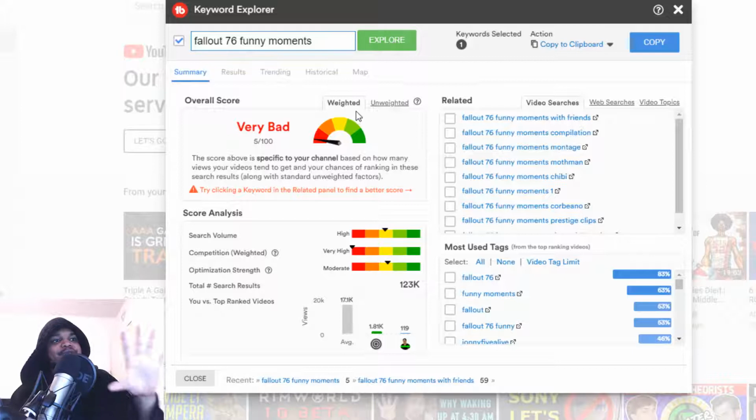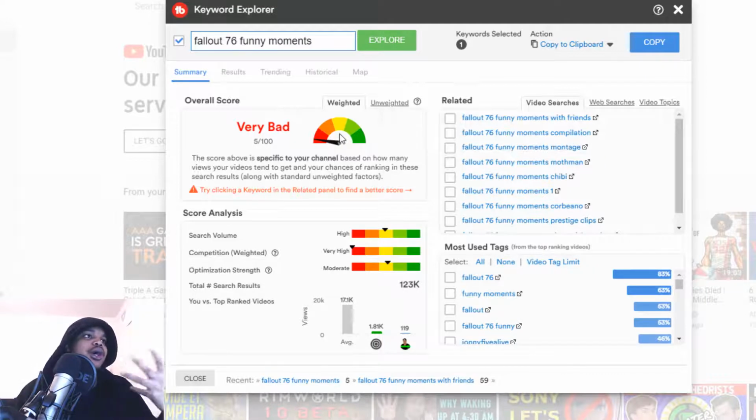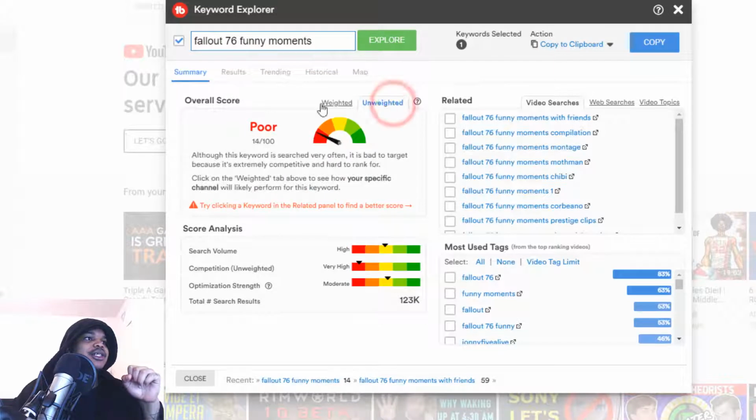So let's get into basically what's over here. This is the score. This is probably the most important thing that you want to look at when you are researching a new key phrase. You want to see if it's a good key phrase to actually go after or not. Now, there's weighted and unweighted. Unweighted will basically show you your score based on just how it is in general, based on the search volume and the competition, and not based on your actual channel.